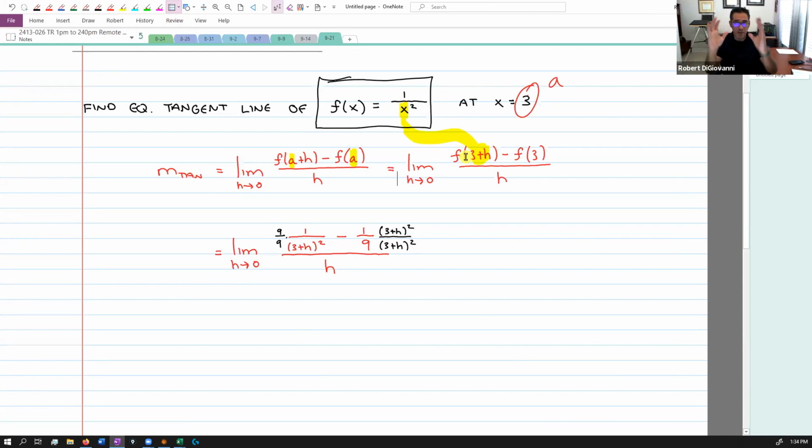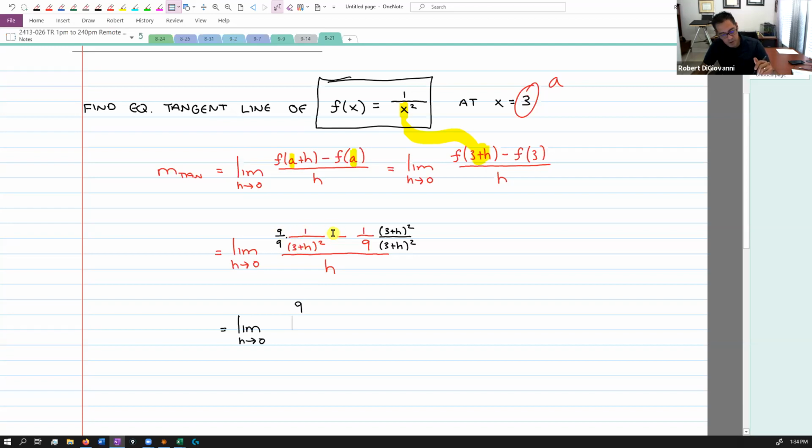The whole thing gets squared, right? The whole thing. The 3 plus h, the whole quantity gets squared. All right, it is what it is. I'm feeling like the algebra here might be uglier. Let's see. Okay, so when I do this, I'm going to go a little faster on this one. I'm going to get 9.